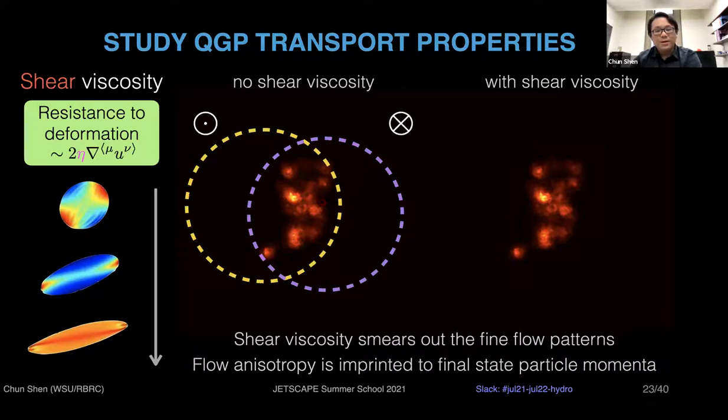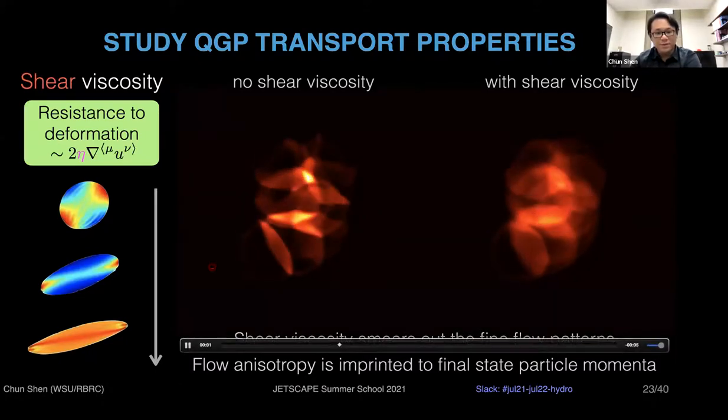So here on the right-hand side, I want to show you two identical initial states, but with simulations, one without shear viscosity and one with shear viscosity in the transverse plane. Here indicate the two nuclei, one purple and one yellow, in the beam direction, and then they collide, one going into the board, one going out of the board. What is plotted here, the color, is the energy density at the initial time. The brighter, the higher the energy density is.